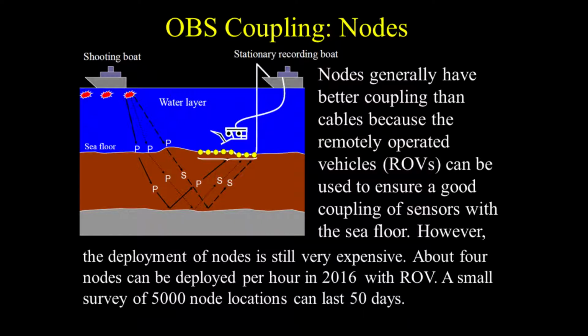However, the deployment of nodes is still very expensive. About 4 nodes can be deployed per hour in 2016 with ROVs. A small survey of 5,000 node locations can last 50 days.